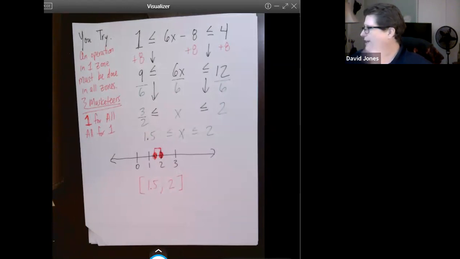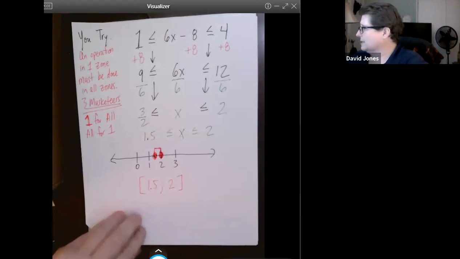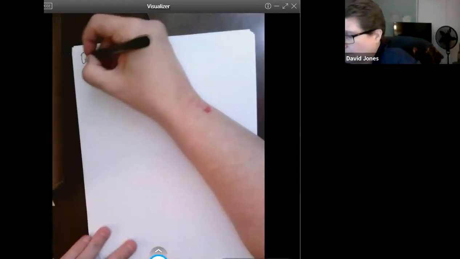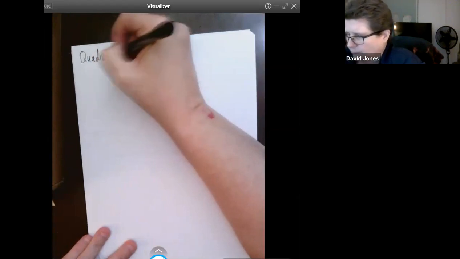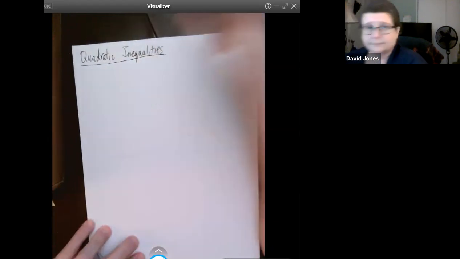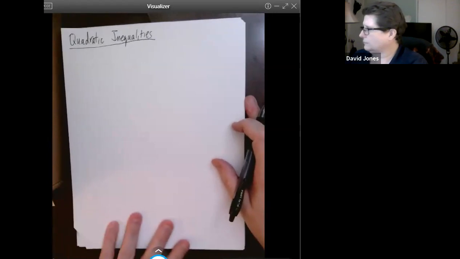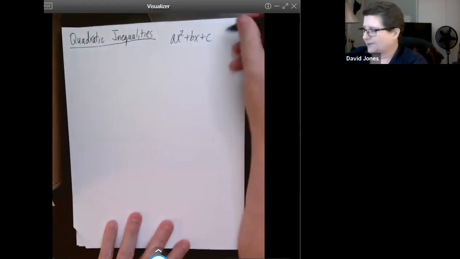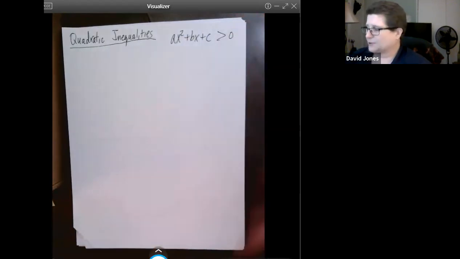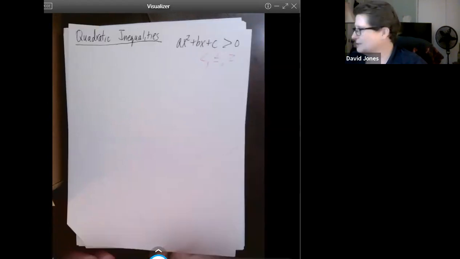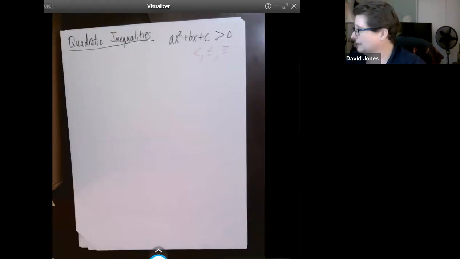We got 2 more types of inequalities we're going to solve. These were linear inequalities. Let's look at quadratic inequalities. ax squared plus bx plus c, with greater than 0 or less than or equal to, or greater than or equal to. Any of those symbols in there, but it's the one side that is quadratic.